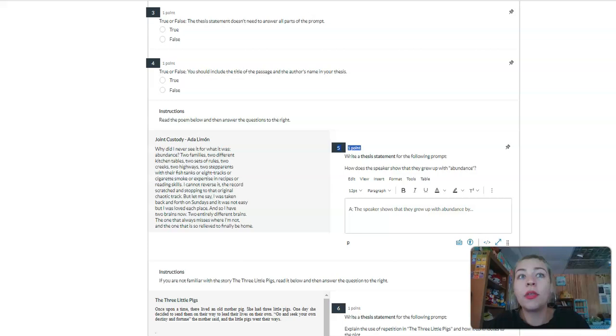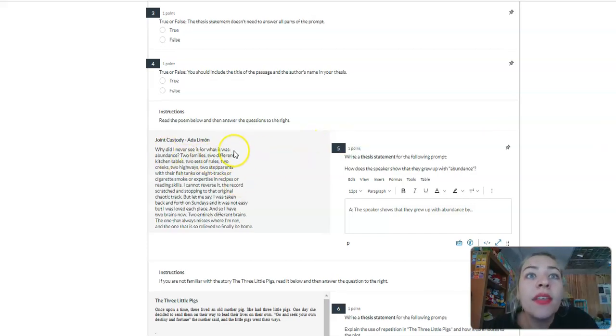In this case, with our quiz, they say, why did I never see for what it was? Abundance. 2 families, 2 different kitchen tables, 2 sets of rules, 2 creeks, 2 highways, 2 step-parents with their fish tanks or 8-tracks or cigarette smoke or expertise in recipes or reading skills. I cannot reverse it. The record scratched and stopped to the original chaotic track. But let me say, I was taken back and forth on Sundays and it was not easy, but I loved each place. And so I have 2 brains now, 2 entirely different brains. The one that always misses where I'm not, and the one that is so relieved to finally be home.